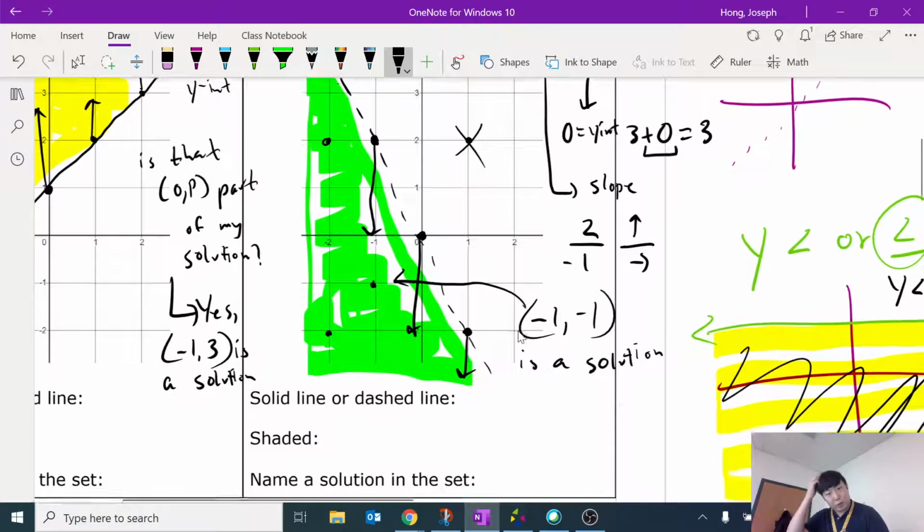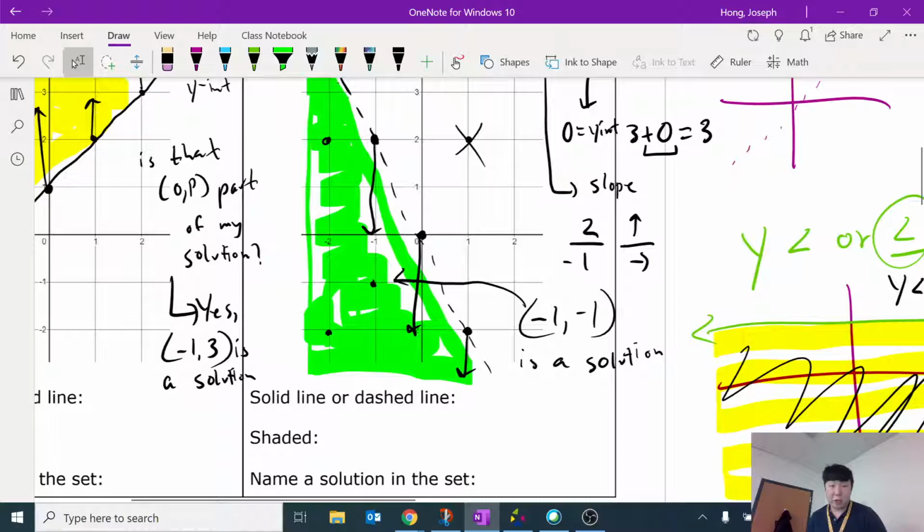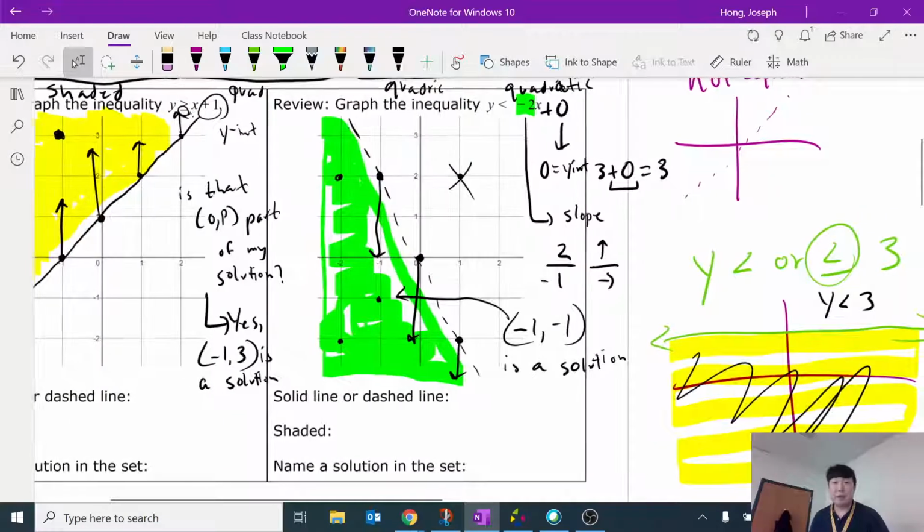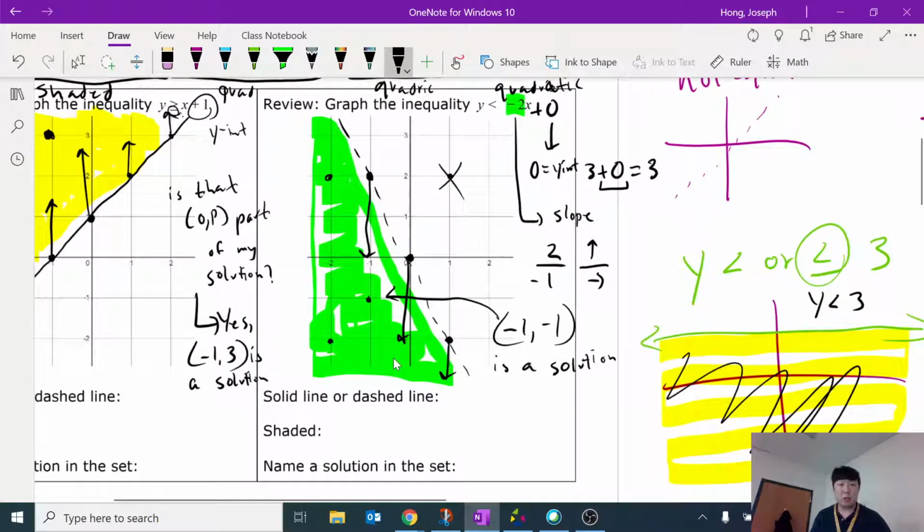So I have these questions below right here, which should help guide you through these questions. Solid or dashed line? I used a dashed line for this one. I shaded downwards, and I listed a solution, which is -1, -1.